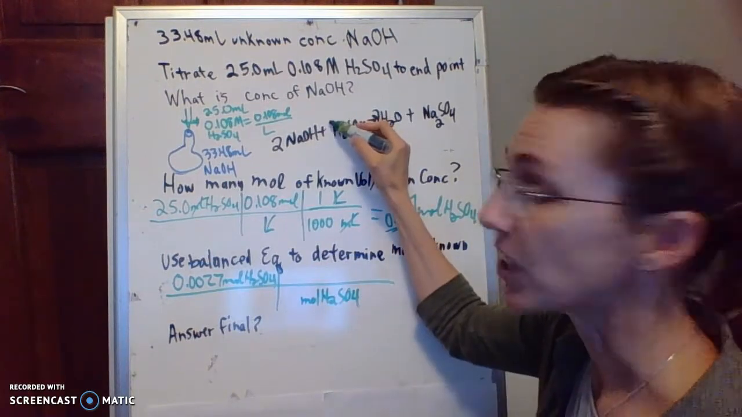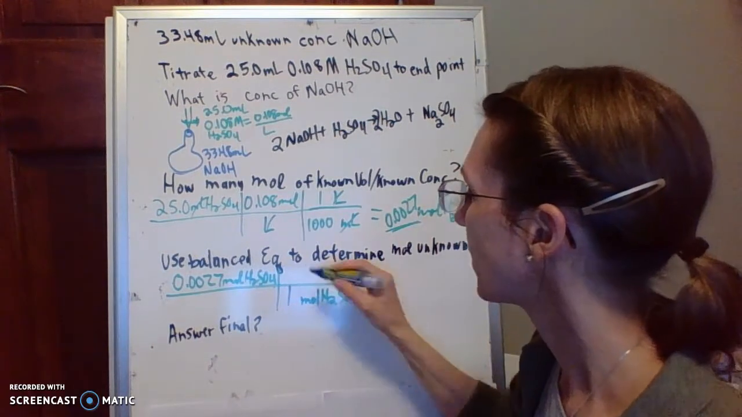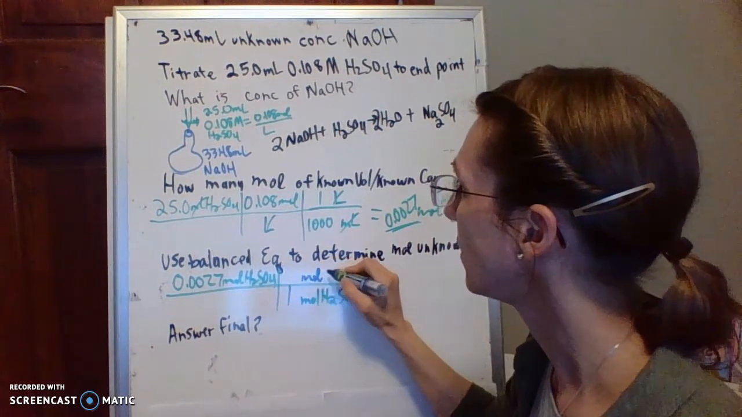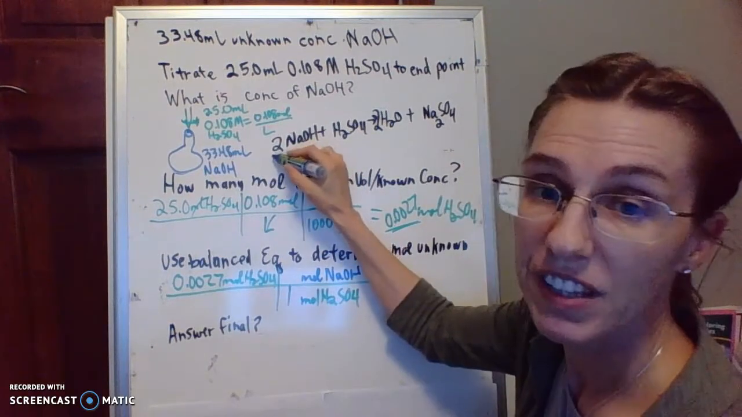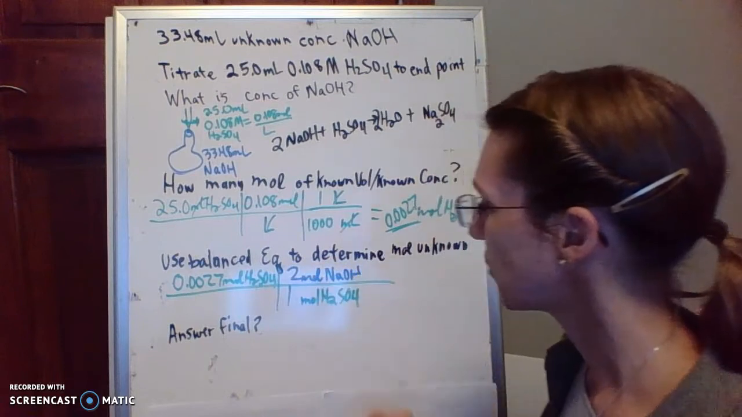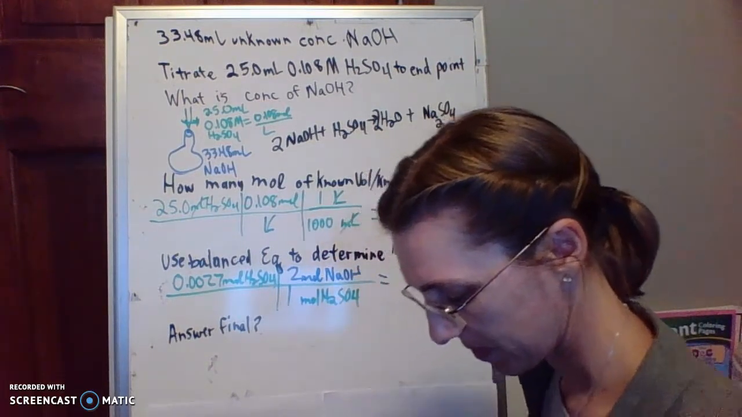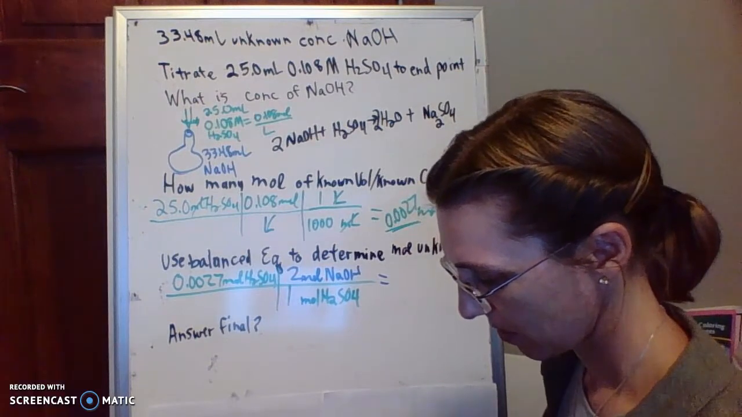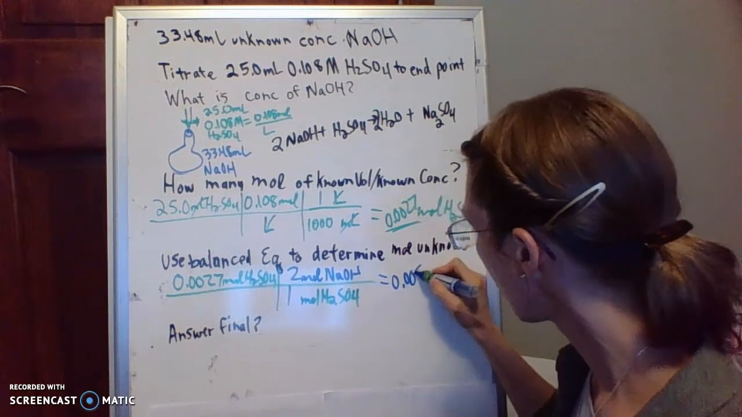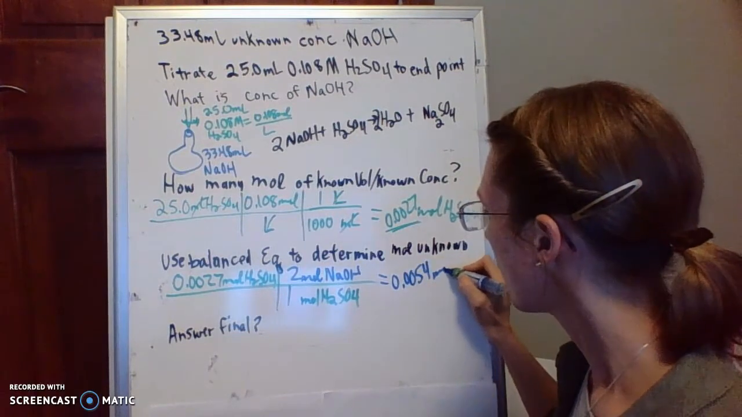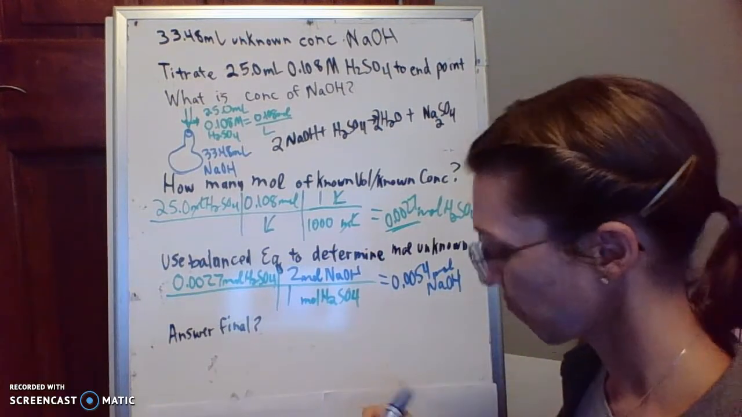We look at our coefficient here, and it's 1 mole. We want to go to moles of our unknown concentration, which is our sodium hydroxide. Coefficient there is a 2, so we put a 2 there. We do this problem, and we get 0.0054 moles of our sodium hydroxide.